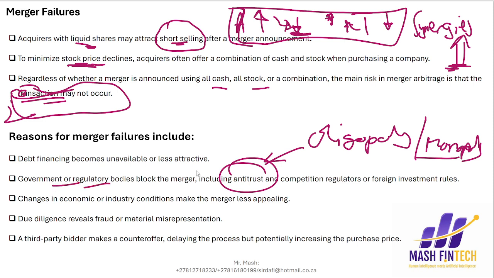Like in South Africa, there's what they call the Competition Commission, which blocks such behavior by companies which is anti-competitive and does not benefit consumers.